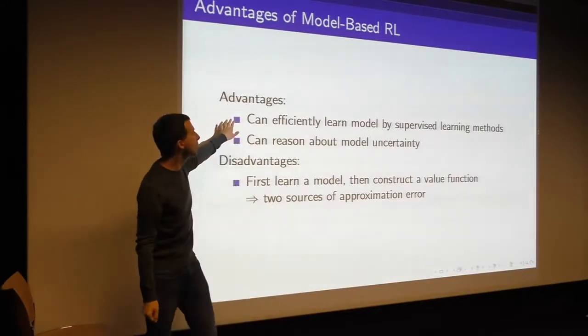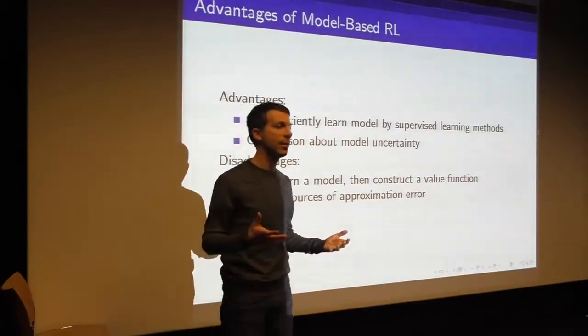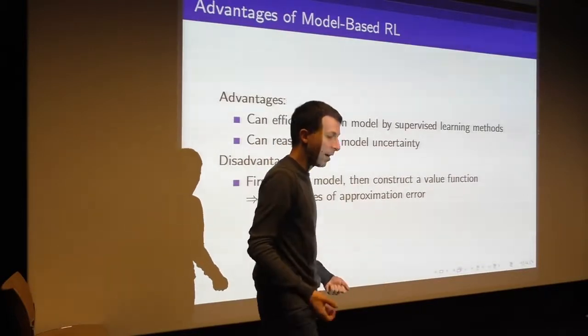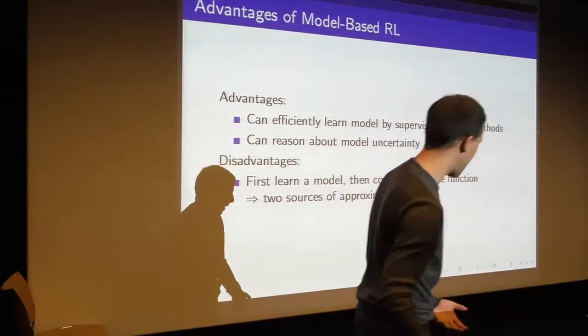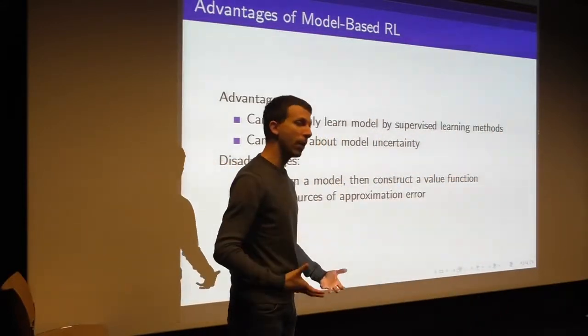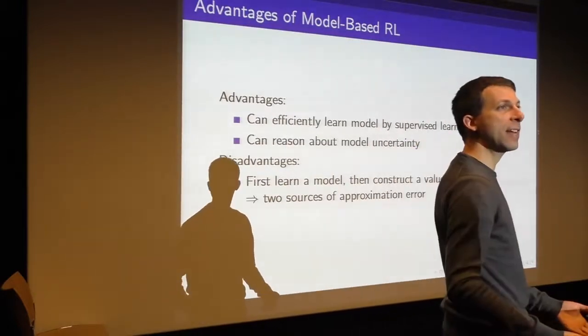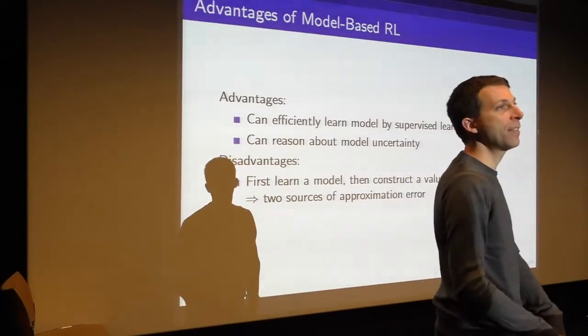In addition, it's also possible to efficiently learn a model by supervised learning methods. One thing which is nice about model learning is that I was in this state, I took a step, and now I'm in another state. So by supervised learning, the input is being in this state, and the output is whatever state I ended up in. It's like there's some teacher saying, look, whenever you start in that state, you end up in this state.